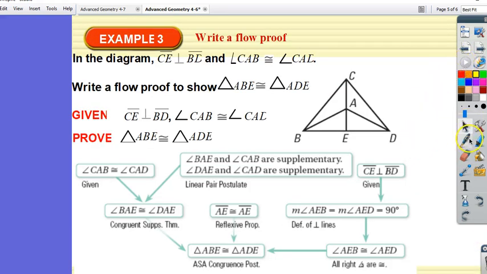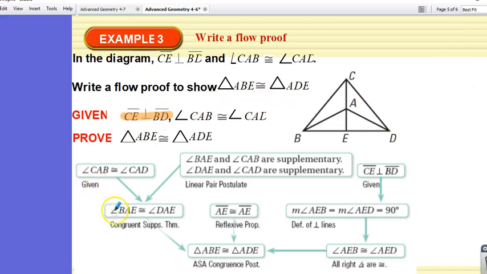Another flow proof. Alright, so we have this given, and we are going to write it as a given. So they wrote it over here. So this one's going from top to bottom. Okay? So CE is perpendicular to BD. Well, if it's perpendicular, then we know that these are 90 degrees. That's what we know. Definition of perpendicular, right? If they're perpendicular, if they're 90 degrees, they're equal to each other. We know all that based on that one given, right? That given leads you to here, which leads you to them being equal, right?